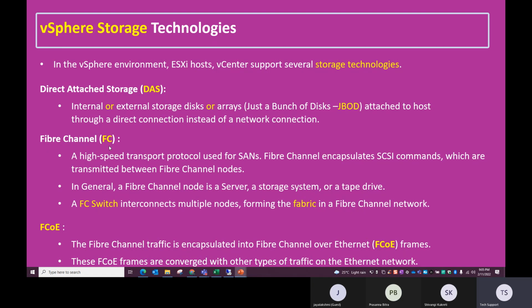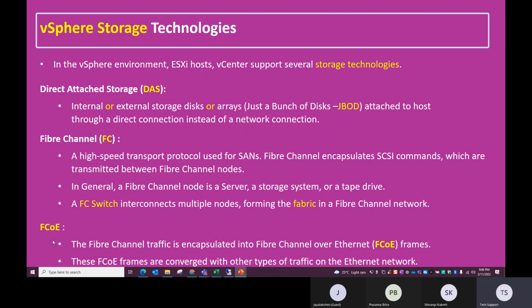And in order to configure Fiber Channel, as we discussed, it requires a Fiber Channel switch that interconnects multiple nodes, forming the fabric in a Fiber Channel network. When we connect with normal network switches, we call it an IP network. But when we connect with a Fiber Channel switch, we consider it a fabric network. Try to understand this terminology, because we will use it moving forward.